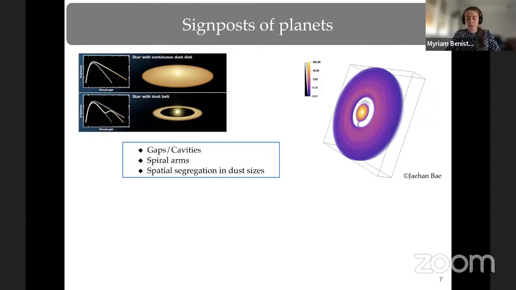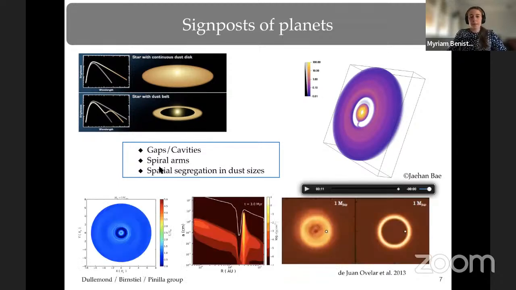So this is something that we have seen already 10 years ago, that we had some of these disks that were missing fluxes, and this was already an indication for this kind of cavities or gaps. So the other thing we can look for are spiral arms, as I was mentioning here. And then another kind of feature that planets would create and could be observed with our observations is what we call a spatial segregation in dust sizes.